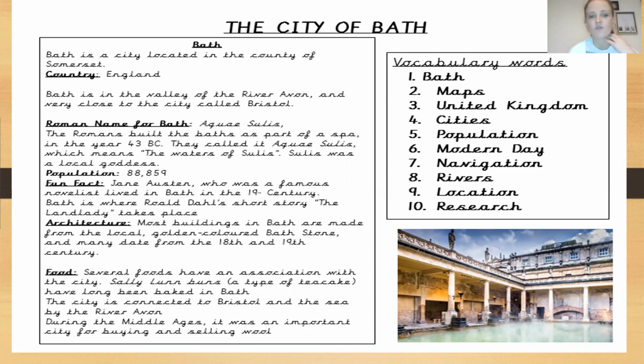Food. Several foods have an association with the city. Sally Lunn buns, a type of tea cake, have long been baked in Bath. The city is connected to Bristol and the sea by the River Avon, and during the Middle Ages, it was an important city for buying and selling wool. So those are obviously some extra facts that we can know about the city of Bath.